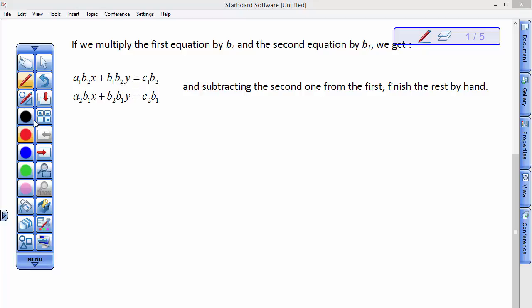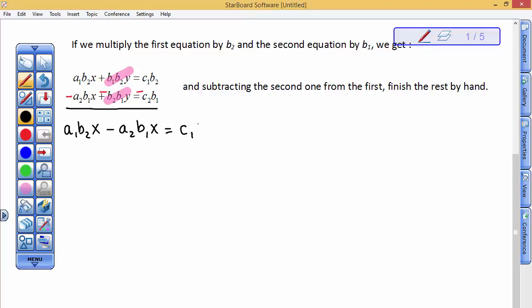And Cramer said, let's subtract the second one from the first. So let's change this to a minus sign. And so in the process, what was left on the left side was a1 b2 x minus a2 b1 x. The y terms are gone. Those had to be 0. And on the right side, Cramer had c1 times b sub 2 minus c2 times b sub 1.